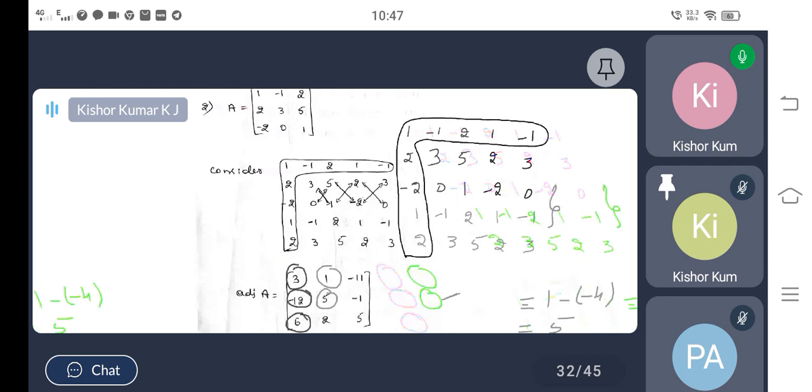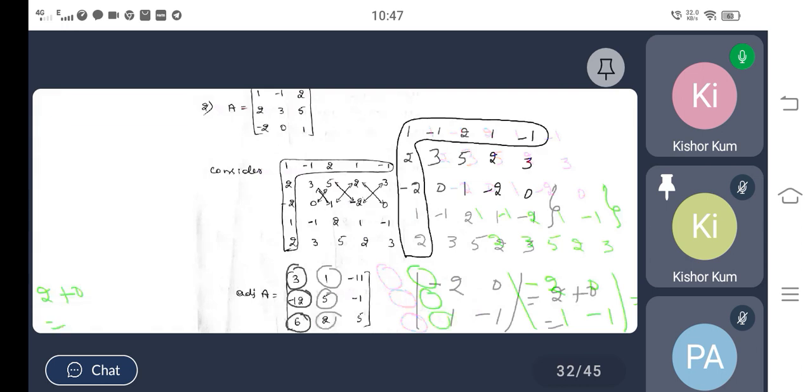That is minus 2, 0, 1, minus 1. When we evaluate, it will be 2 plus 0. It is nothing but 2. That I have mentioned as the third element of the second column.